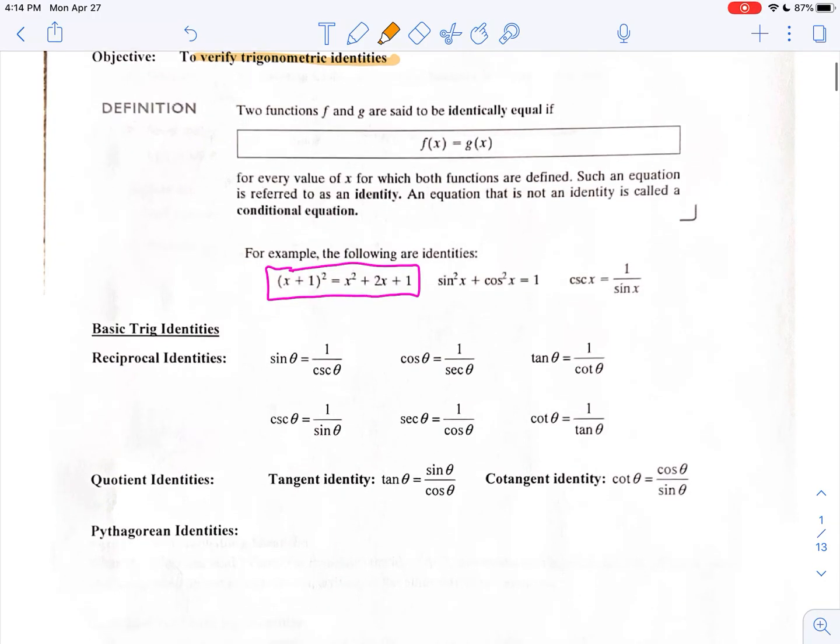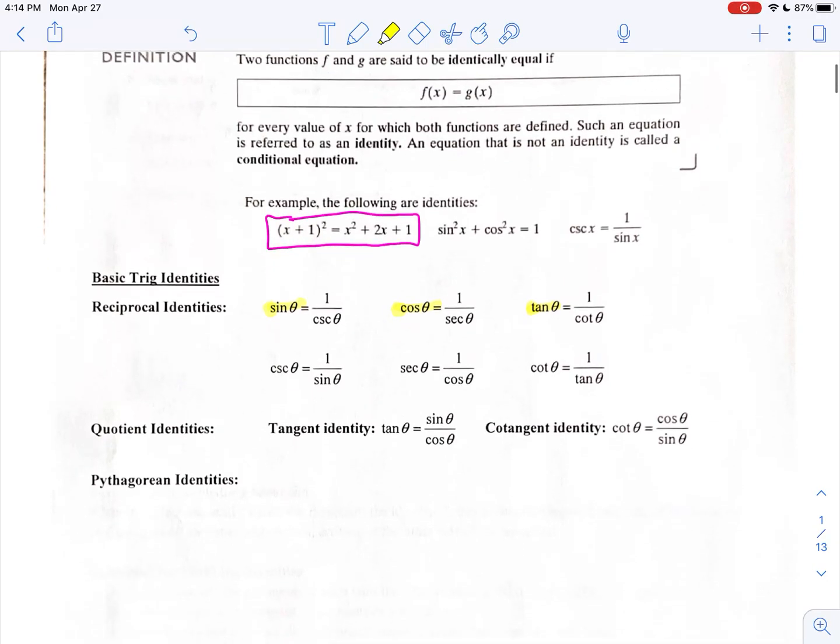So some things that we do know from the previous chapter, in chapter 13, are reciprocal identities. Those are the ones that relate sine, cosine, and tangent to their reciprocals. So 1 over cosecant of theta is sine, 1 over secant of theta is cosine, 1 over cotangent of theta equals tangent. And the reverse is also true.